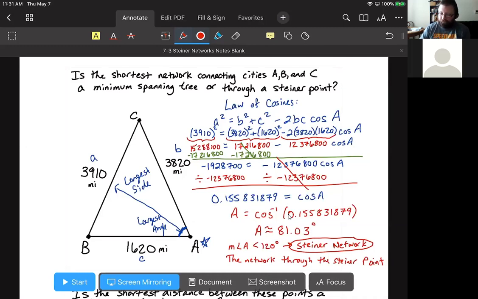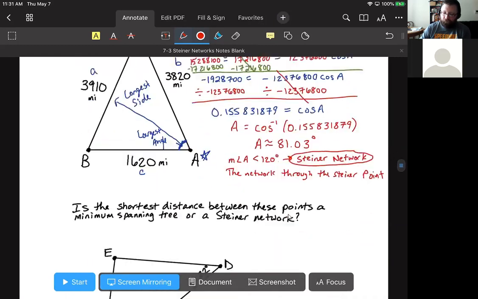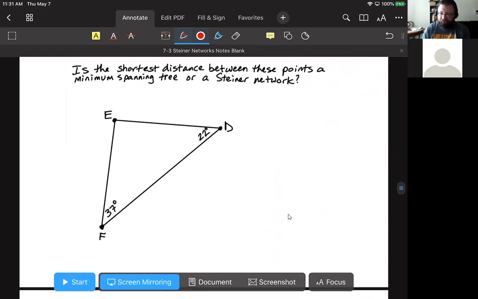All right, so here's the next example. Same directions. Is the shortest distance between these 3 points the minimum spanning tree or a Steiner network? Now, I won't necessarily need to see that work separately. No, you can just, I'll take your word for it that you did that work. Okay. So here, we don't need to use the law of cosines. We just need to figure out the largest angle in the triangle. We have to do whatever we have to do to find the largest angle in the triangle. Now, we already know 2 of the 3 angles.